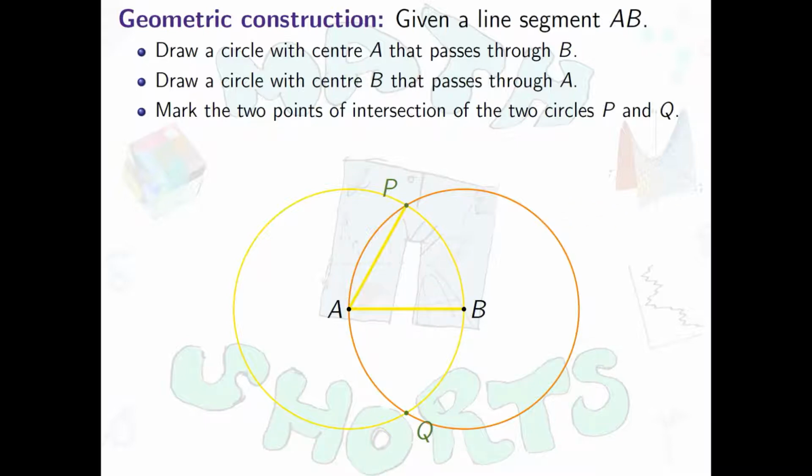We know that everything on the yellow circle is equal distance from A, because A is the center of the circle, which means that from P to A and from A to B are exactly the same length. Similarly, everything on the orange circle is equal distance from B, because it's the center of the circle, which means that P to B and A to B are the same thing.